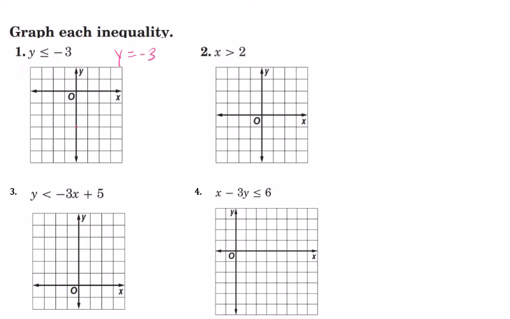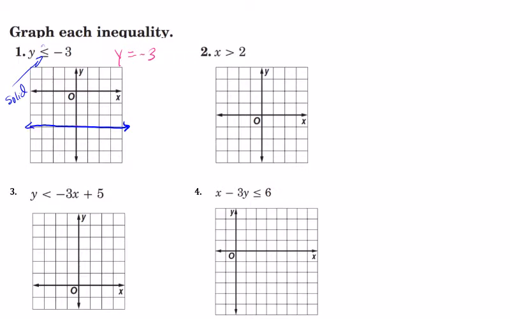Now let's take into account the inequality symbol. So it's less than or equal to. So if it's or equal to, it's going to be a solid line, right? So solid. So I'm going to make a solid line there.